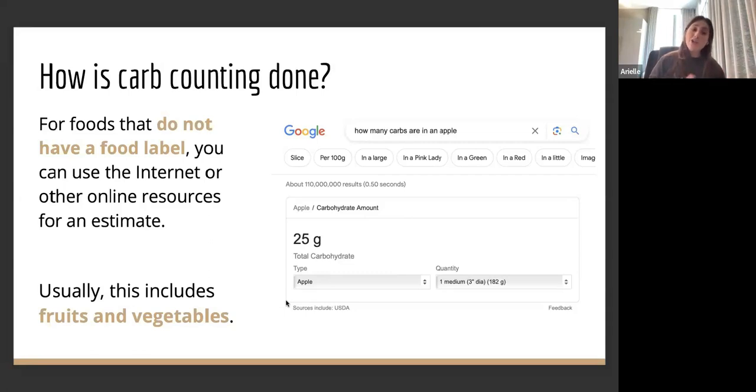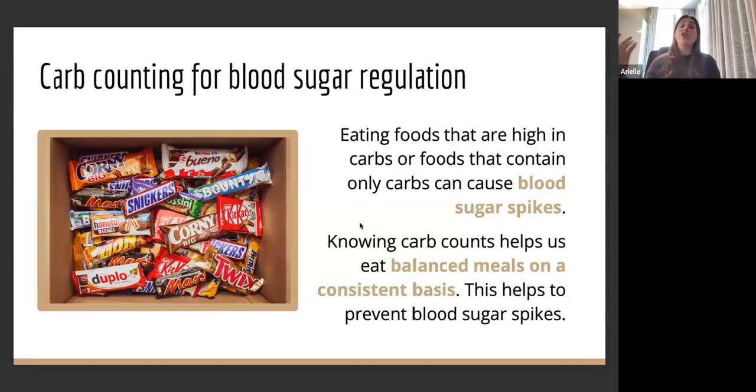When we think about carbohydrates, it could be a free food, but it doesn't mean there's no calories in there. So just keep that in mind. So, carb counting for blood sugar regulation. Eating foods that are high in carbs or foods that contain only carbs can cause very, very high blood sugar spikes. Knowing carb counts helps us eat balanced meals on a consistent basis, and that can help us feel better, have more energy, and this helps to prevent blood sugar spikes. And by the way, feeling that energy is really when our blood sugar is regulated nicely.